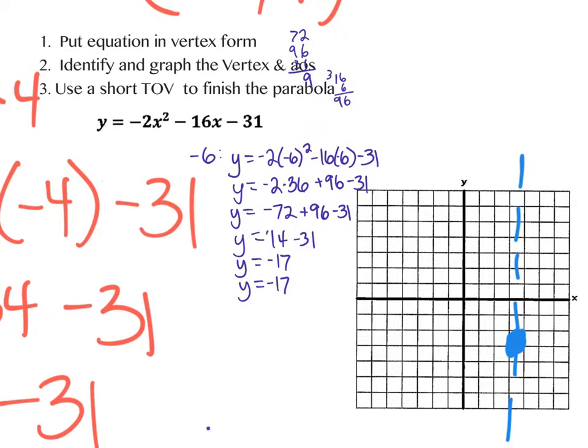Wow, I'm really just... How do I make it erase? Oh, what? Teacher fail right now. Teacher fail. 24 minus 31. -7. Negative 6 comma negative 7.